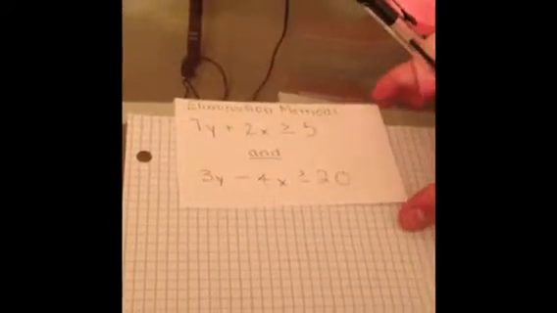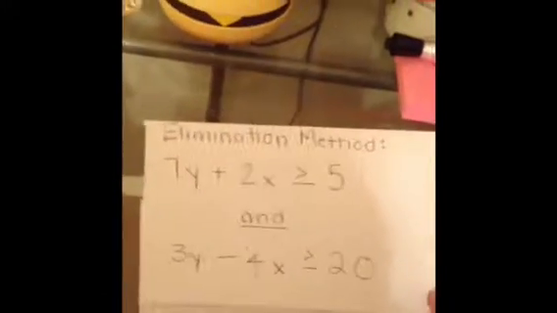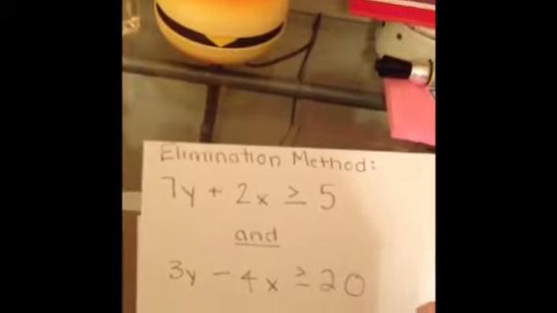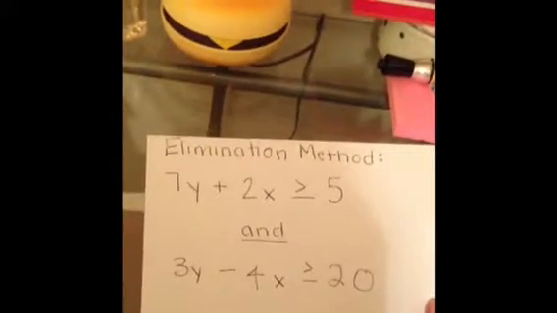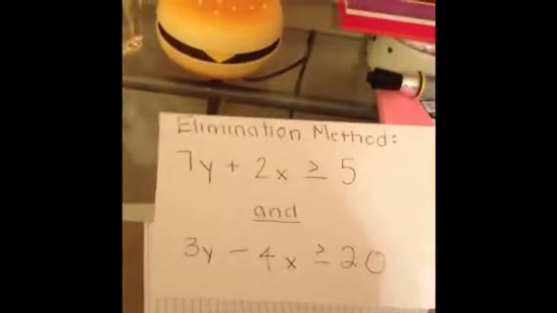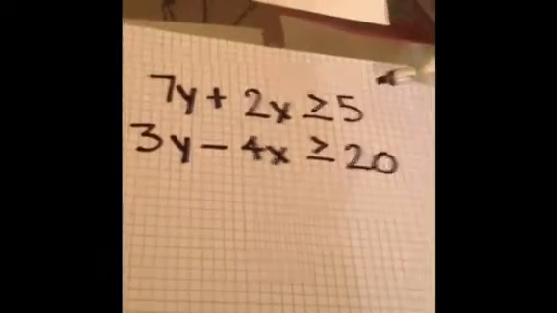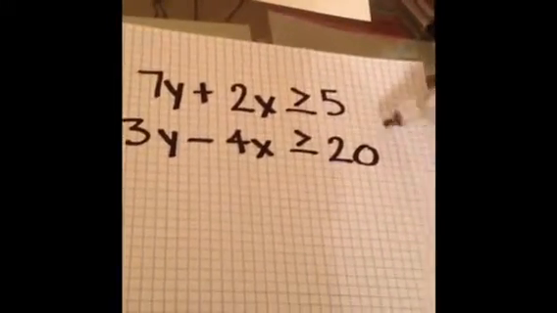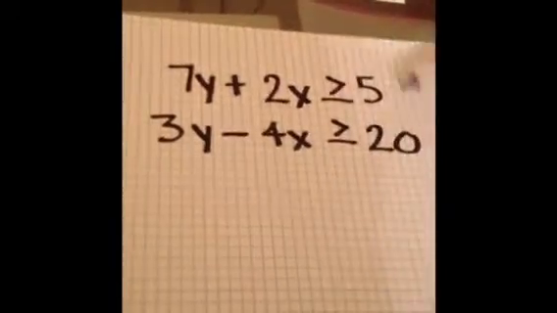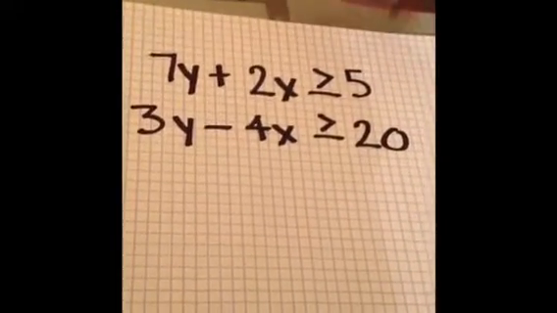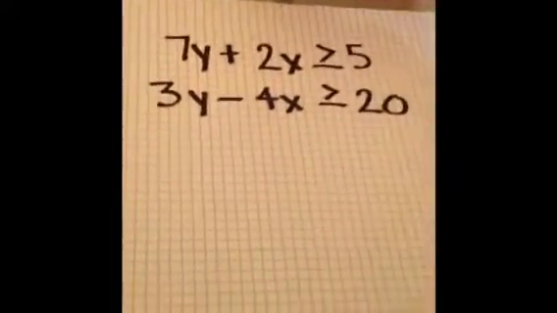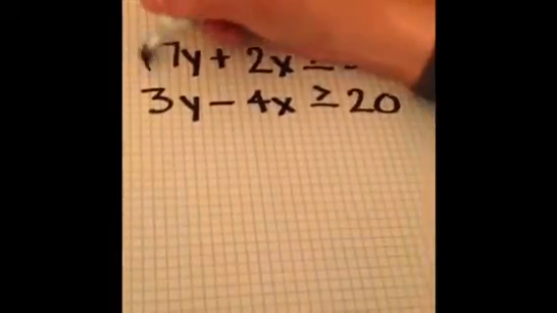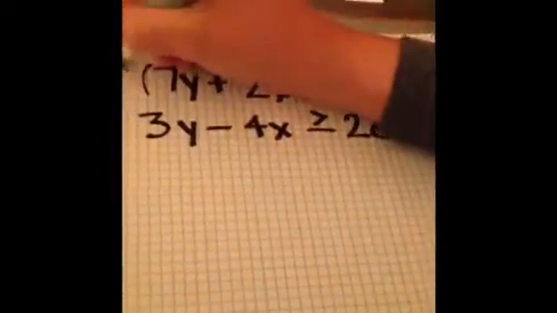We're going to do a practice problem for the elimination method. We're going to do 7y plus 2x is greater than or equal to 5, and 3y minus 4x is greater than or equal to 20. These are the two equations, and we're going to do the elimination method on them, but we don't have any variables that are similar. So what we need to do is make two variables that are similar. We can make x similar because we can multiply this by 2.